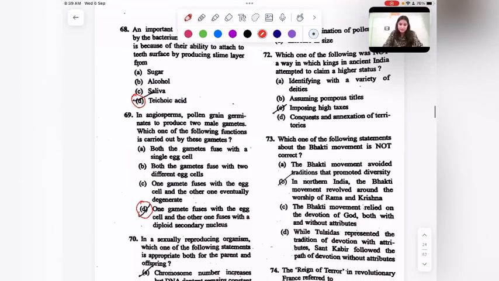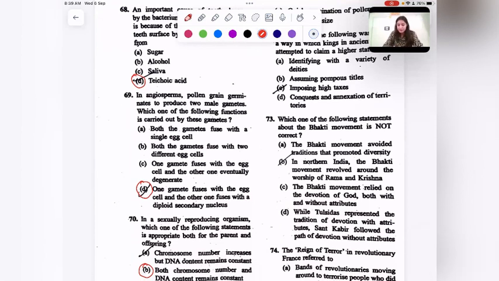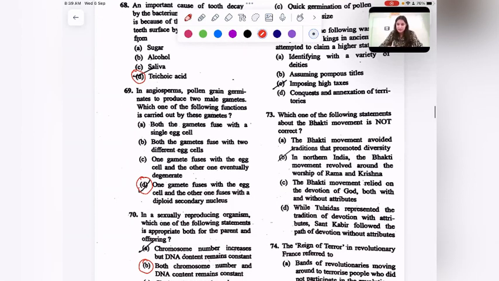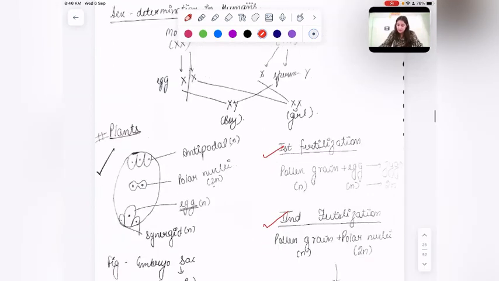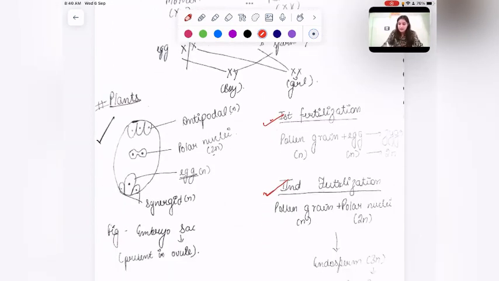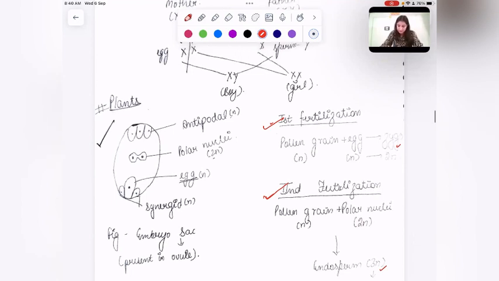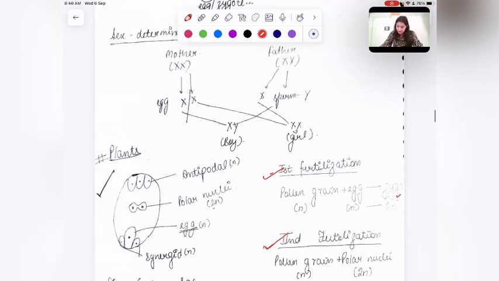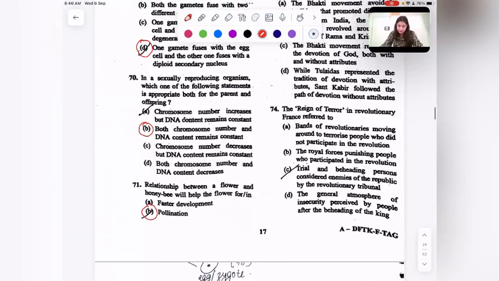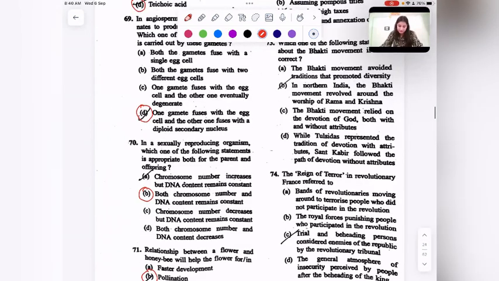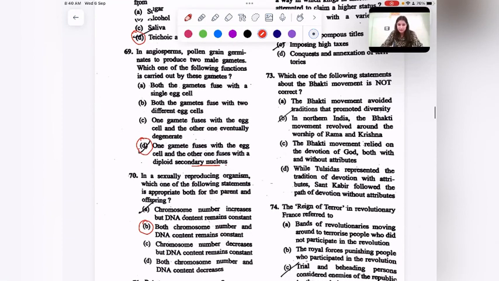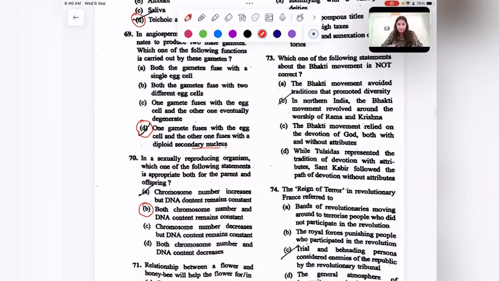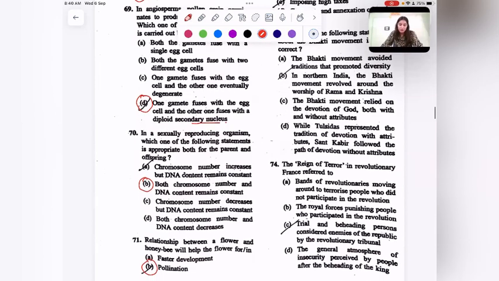Next, in angiosperm, pollen grains are produced. There are 2 male gametes, okay? So double fertilization happens. First fertilization is given here, and this is for second fertilization. First fertilization forms the zygote, second fertilization forms the endosperm. So option D is the correct answer. One gamete fuses with the egg, the other gamete fuses with the secondary nucleus. Option D.